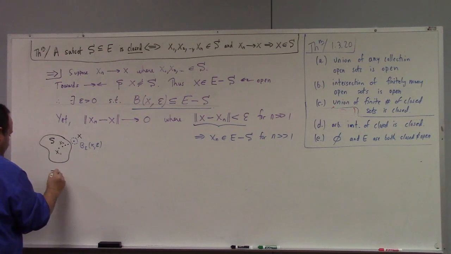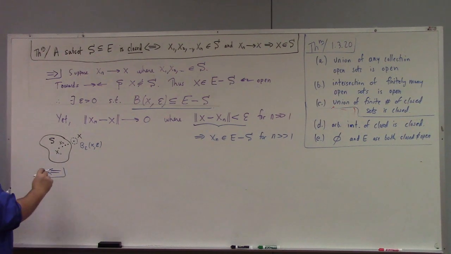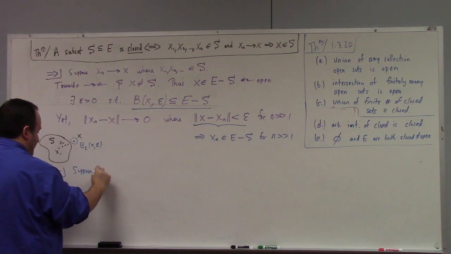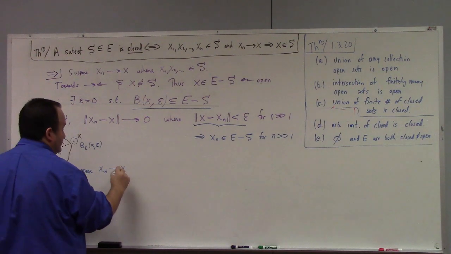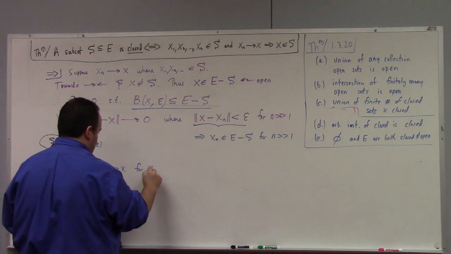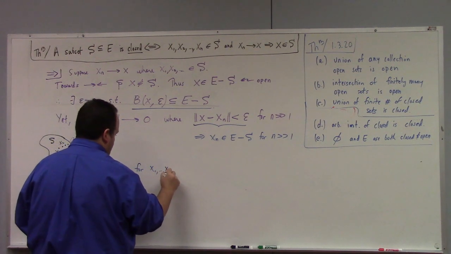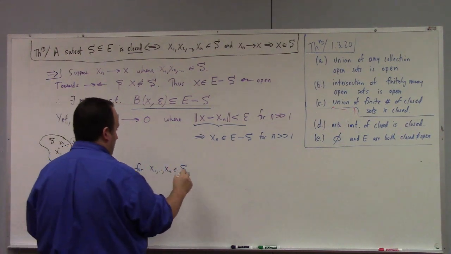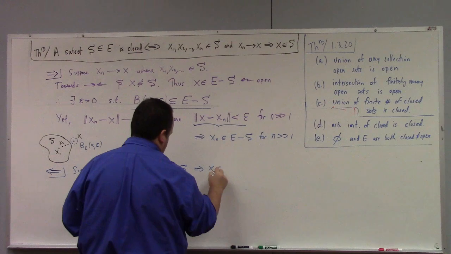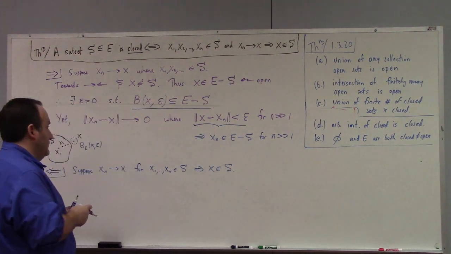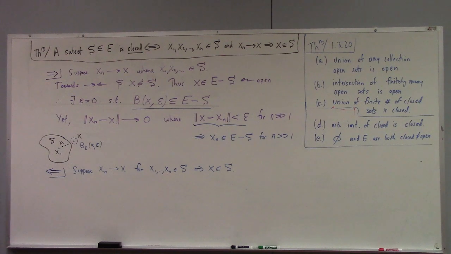And then the other direction. We suppose xn goes to x, for x1, xn in S, implies x is an element of S. We suppose that that's true. Our goal is to show that S is closed, right?